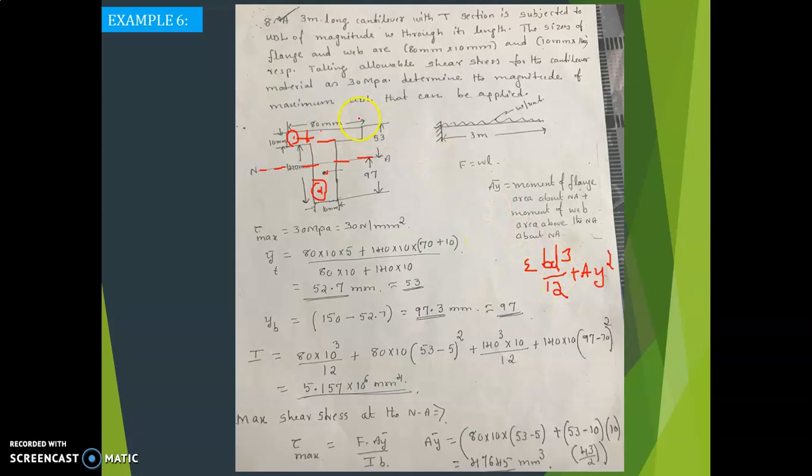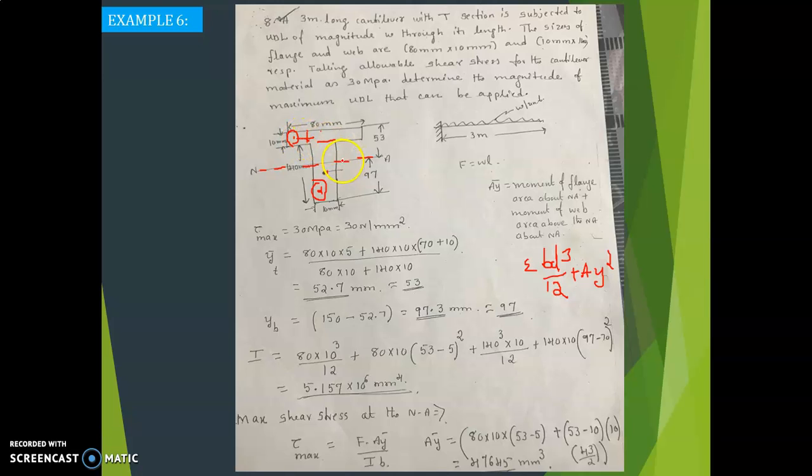What is bd cube by 12? b is 80, d is 10. So 10 cube divided by 12 plus area, which is 80 into 10 into y square. Y is what? Distance from the CG to the neutral axis. Where is the CG of this portion? That is at a distance of y.